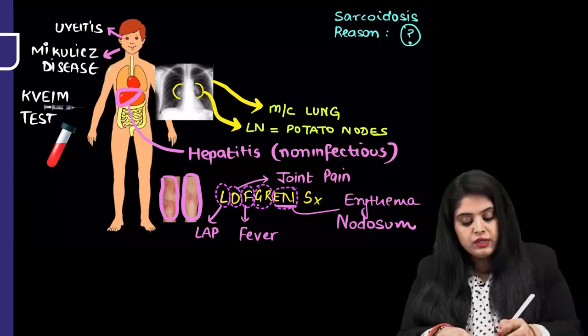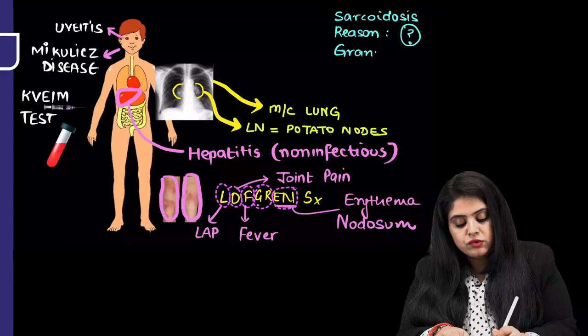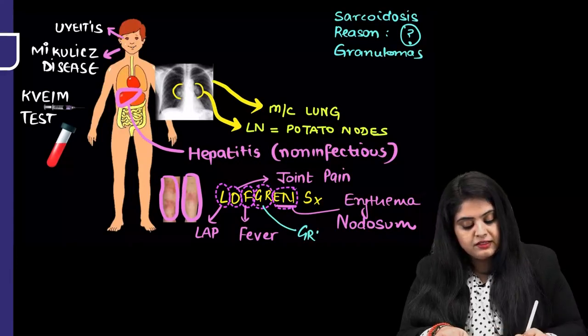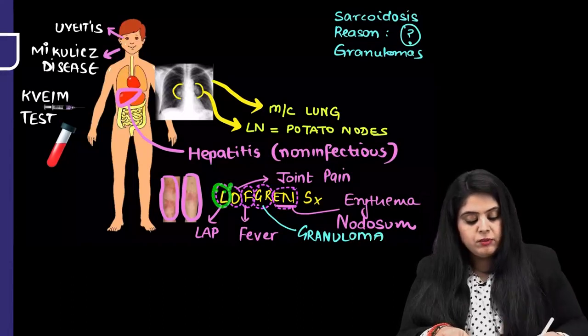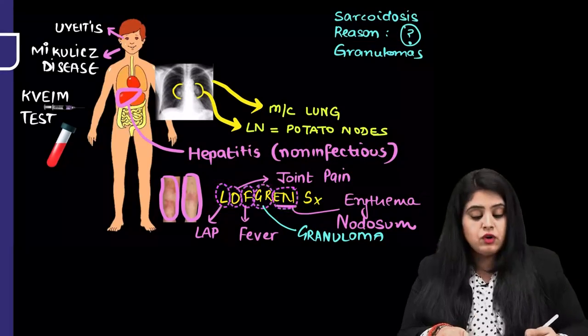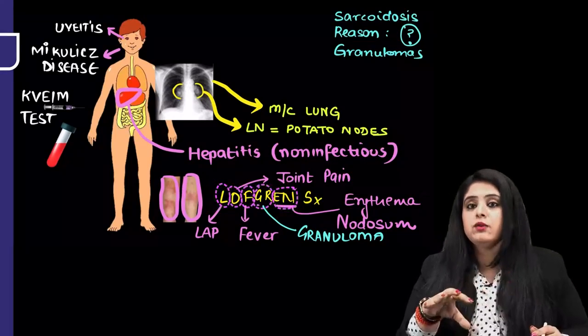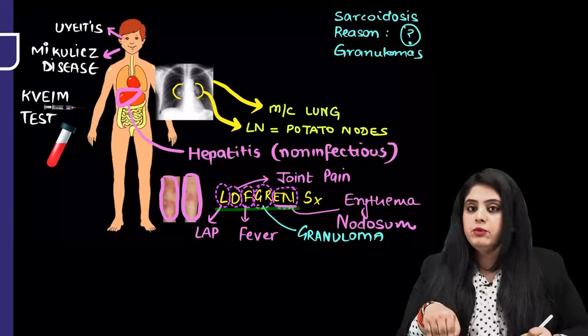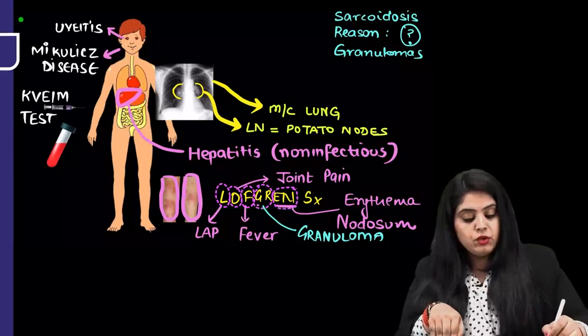Because do I know that sarcoidosis shows me a lot of granulomas? Exactly. And that is exactly what I'm going to teach you next. Sarcoidosis shows me granulomas. Very important. So please note guys, lymphadenopathy, joint pain, fever, granuloma, erythema nodosum. This is a component. I've tried to make a mnemonic out of Lofgren syndrome, which will help you recall it better. And this is what you're going to see over here.